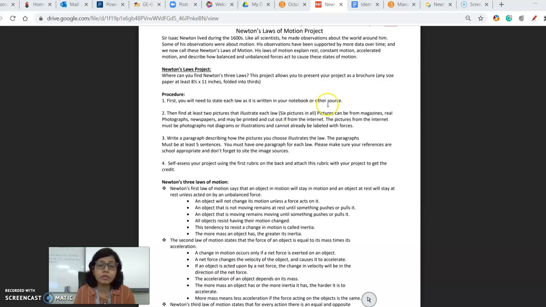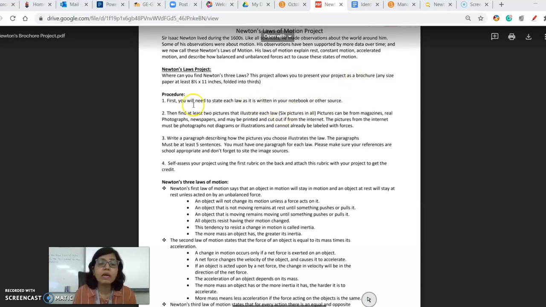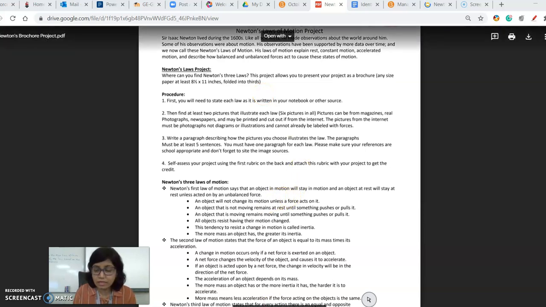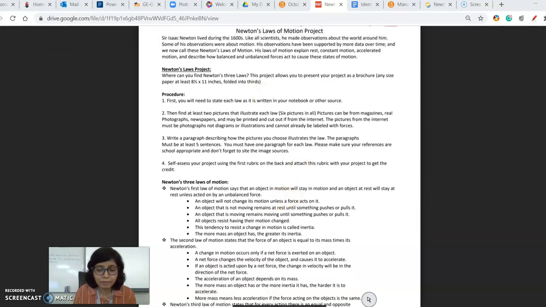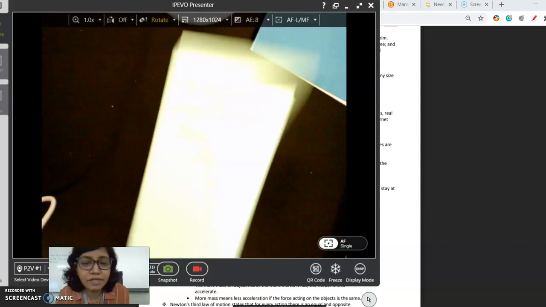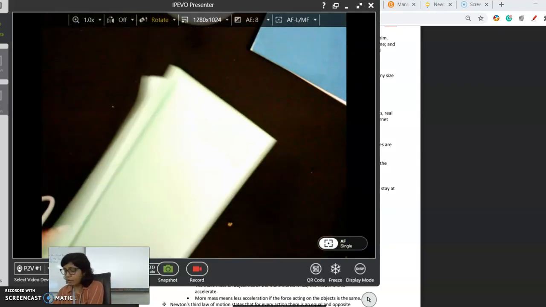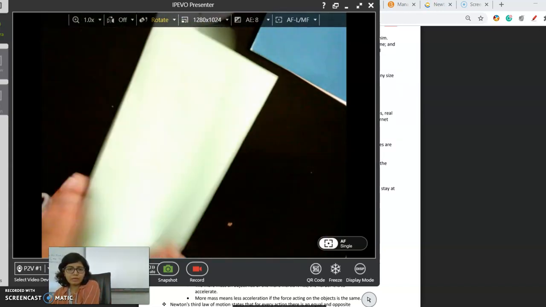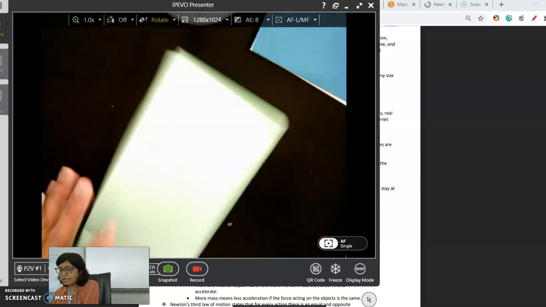So what you're supposed to be doing, it's a very simple project. I'll read the procedures. It's Newton's laws of motion. So you got to know all the three laws: first law, second law, and third law. And you will need to state each law in the brochure format. So if someone doesn't know how it looks like, I'm going to display it. You have seen the brochures when they come in advertisement, it is just a three-piece foldable. So take a piece of copy paper, fold it in three parts, and here we go. That's the brochure.